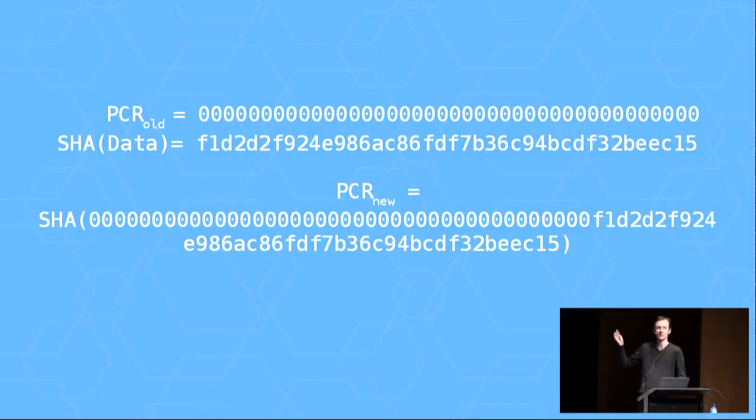So if you power on the system, the PCR to begin with just contains zeros. You have something that you want to measure into the TPM, you take the hash of it, and so we have this F1, D2, D2, which is, in fact, the output of echo foo piped to sha1sum. The new value of the PCR will be the SHA-1 of 20 bytes of zeros followed by the 20 bytes of F1, D2, and so on.